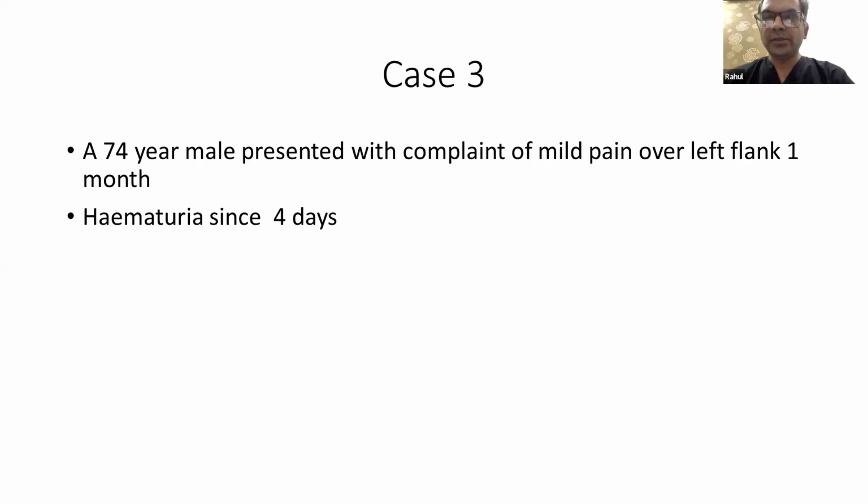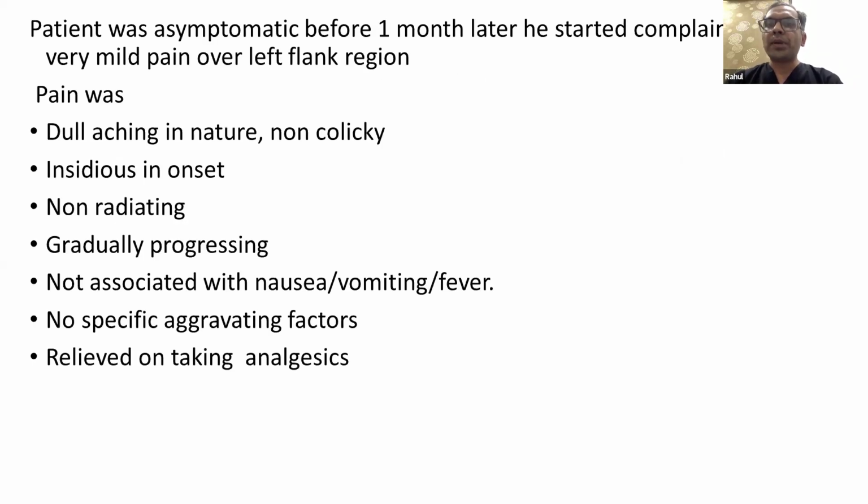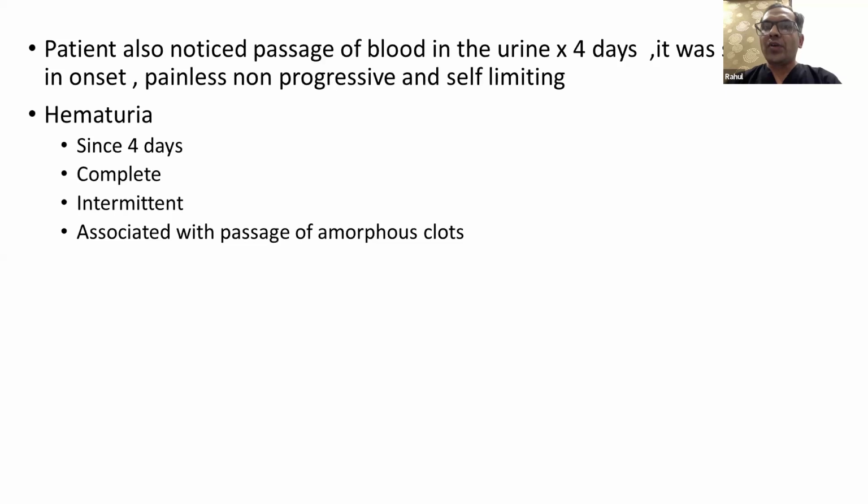Sir, can I start? Yeah, start. A 74-year-old male presented with complaints of mild pain over left flank since 1 month and hematuria since 4 days. My patient was apparently all right 1 month back. Then he started complaining of very mild pain over the left flank, which was dull, aching in nature, insidious in onset, non-radiating, gradually progressing, not associated with any nausea, vomiting, fever, no specific aggravating and relieving factors.